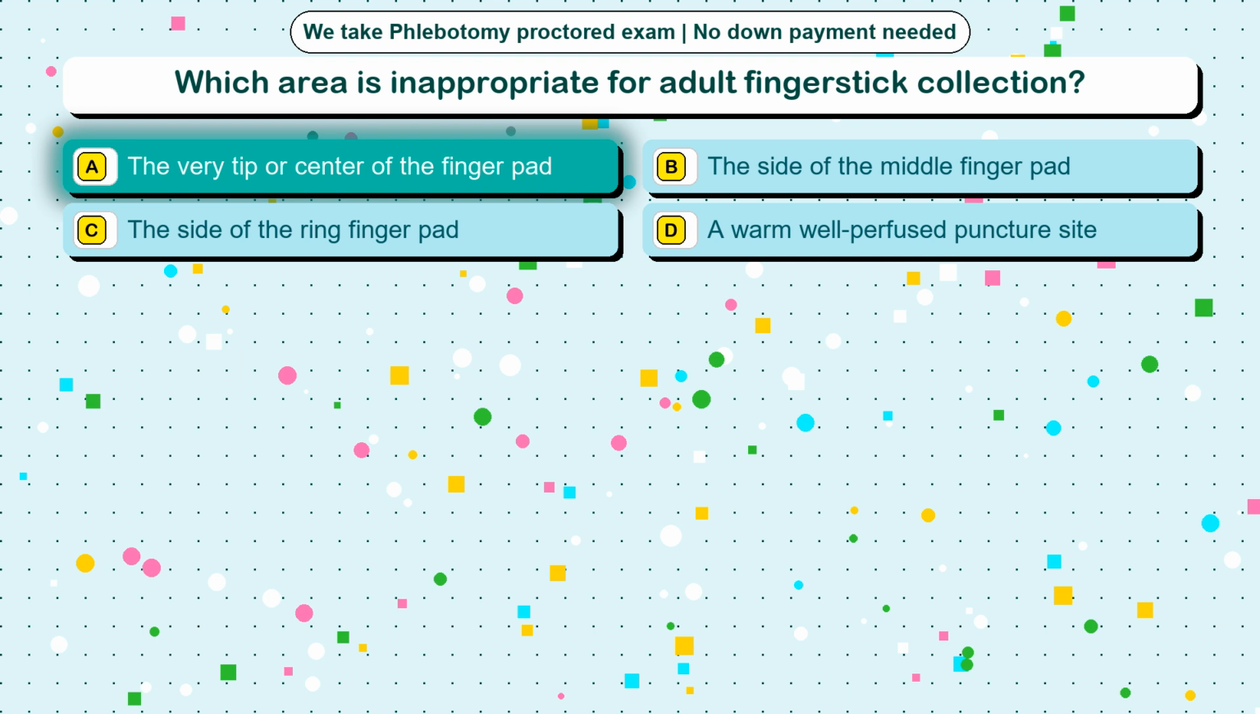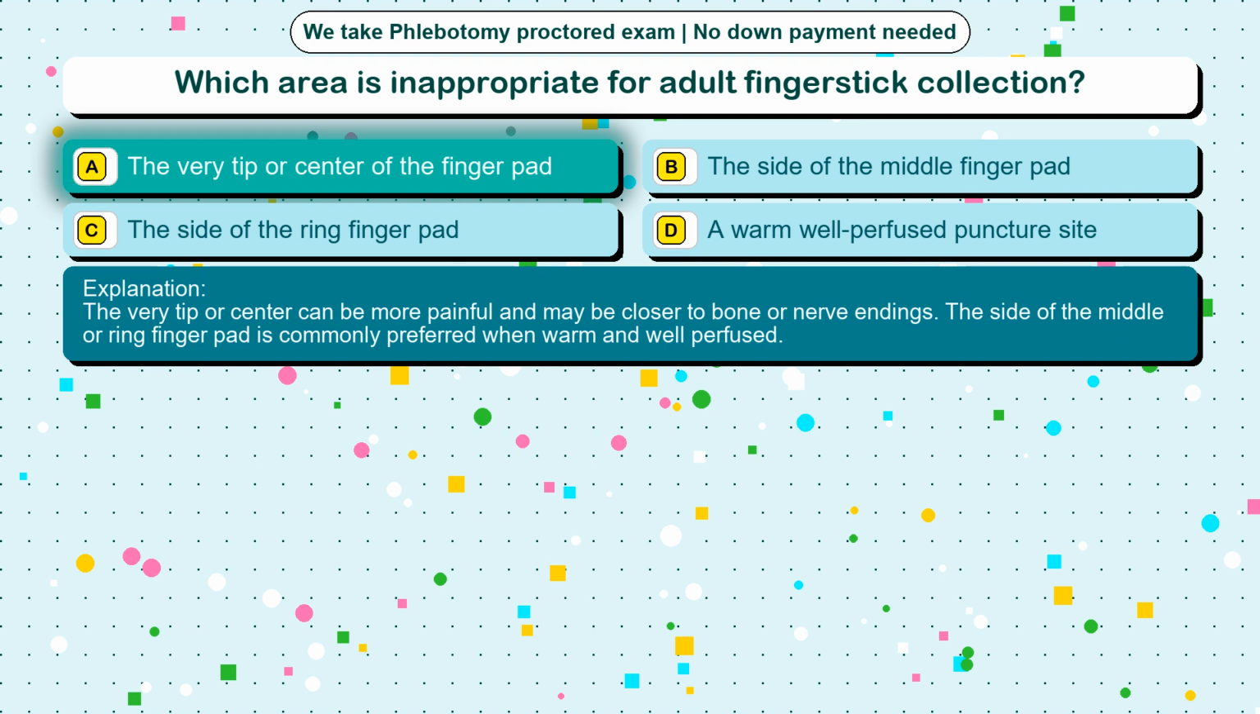The very tip or center of the finger pad. The very tip or center can be more painful and may be closer to bone or nerve endings. The side of the middle or ring finger pad is commonly preferred when warm and well perfused.